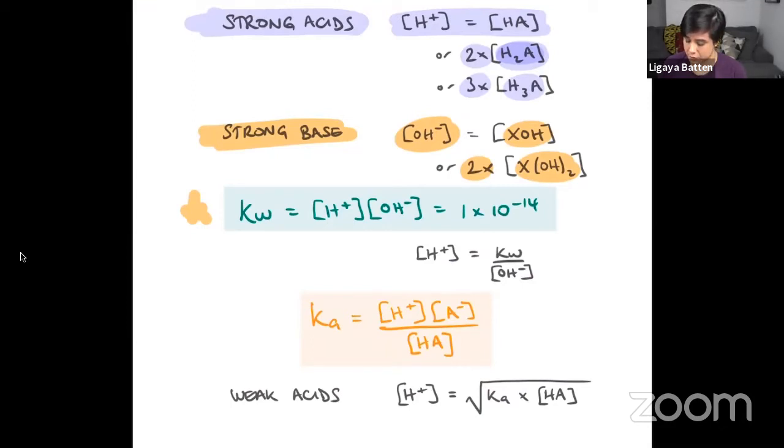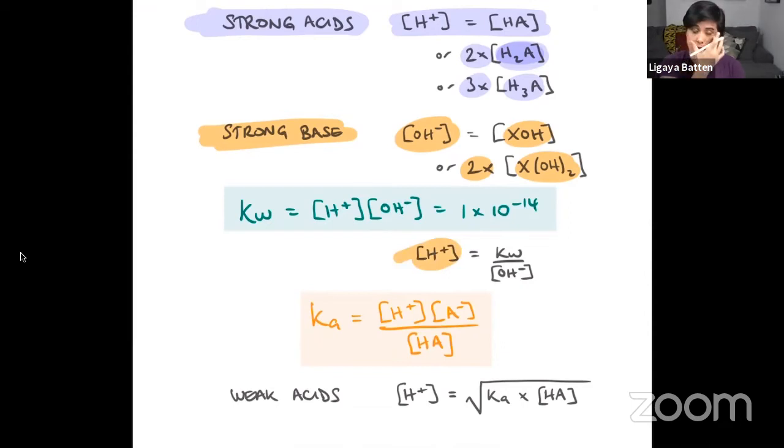So if you know the concentration of hydroxide ions, you can rearrange this. You know that Kw equals 1 times 10 to the minus 14 at room temperature. You plug your OH minus ion concentration into the equation, and that will give you the H plus, which will then allow you to plug that into the pH calculation to find out the pH of strong bases.